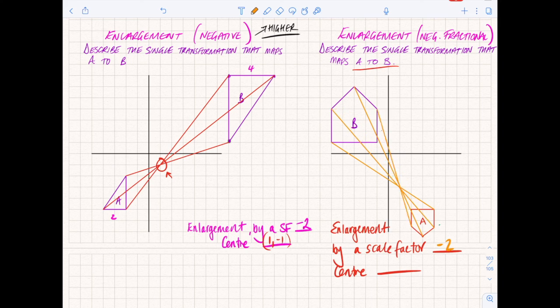And then this corner here would go to this corner here. So slightly more complicated shape. But you can see they all meet at this point. So your center would be 1 minus 3. Okay? So 1, 1, 2, 3.